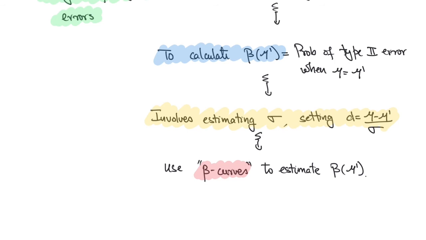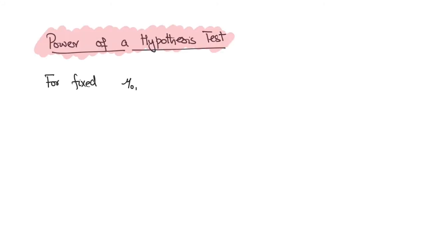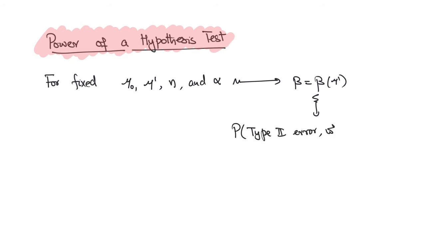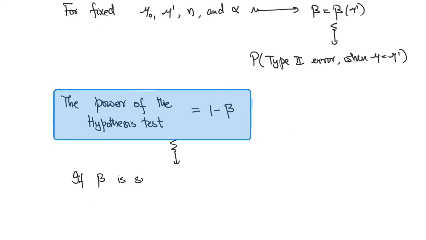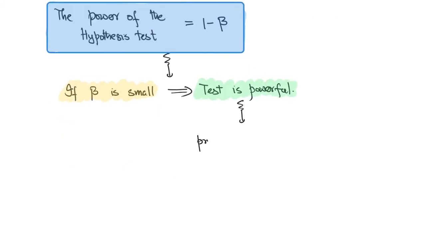An important aspect of a hypothesis test is the power. So for fixed null value mu 0, the alternative value mu prime, the sample size n, and significance level alpha, the probability of making a type 2 error when mu equals mu prime is denoted by beta of mu prime. The power of a hypothesis test is defined as 1 minus beta. Notice that if beta is small, the test is powerful, which is to say that the probability of making a type 2 error is small.